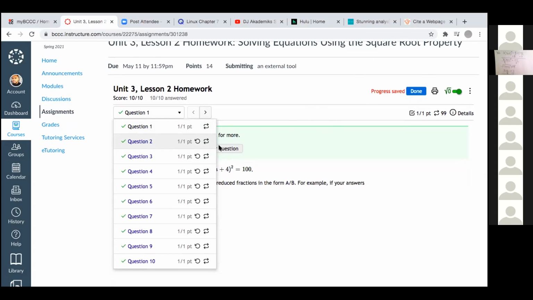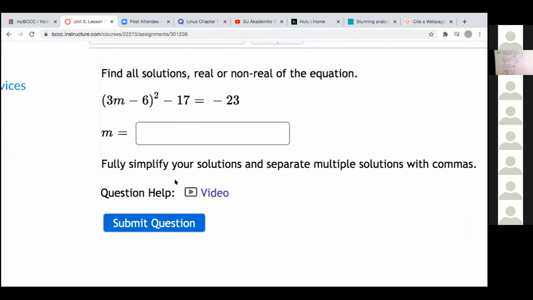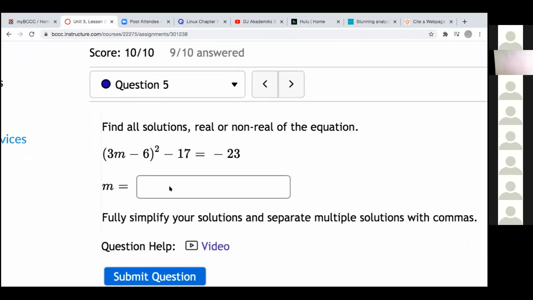Click on number 5, Michael. Click on where it says get a similar question. All right, everybody, let's copy this one down. And the good news is Michael has done these, so when we get stuck, we know whom to contact. So that's 3m minus 6 squared minus 17 equals negative 23.